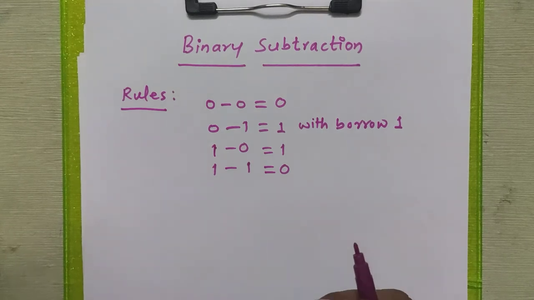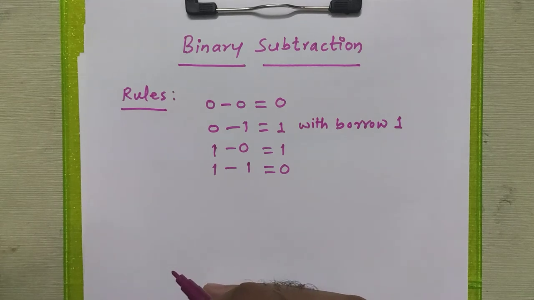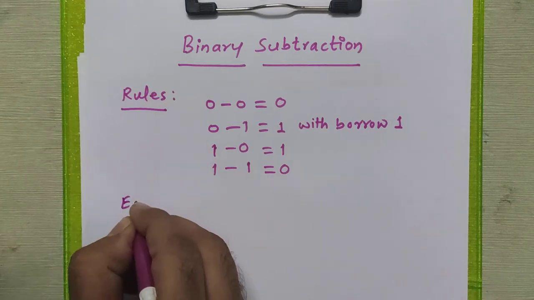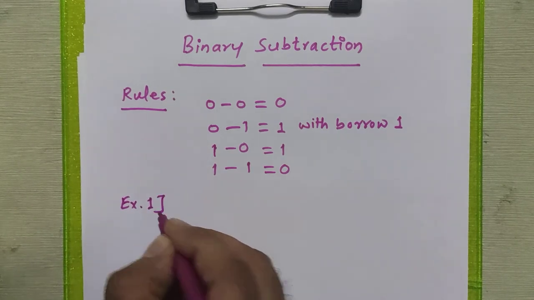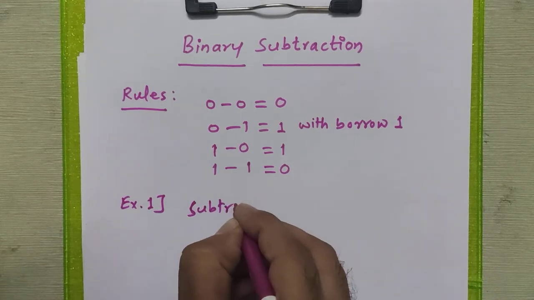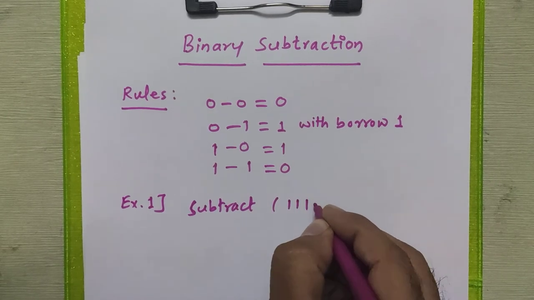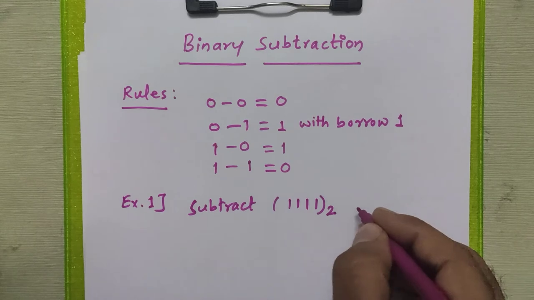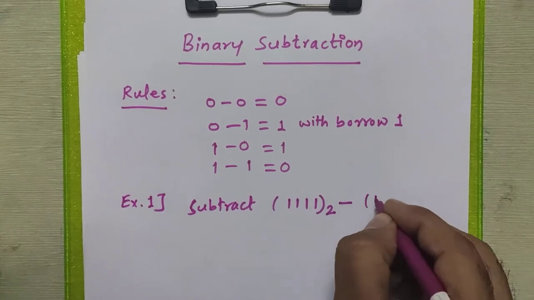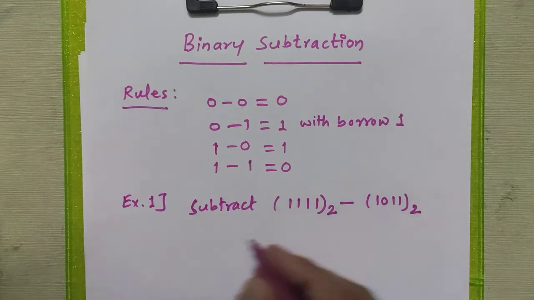Binary subtraction is a little bit more difficult than binary addition. We are going to study three different problems which will cover from beginners to difficult problems. So the first example, we are going to perform the subtraction of two numbers, that is, subtract 1011 in binary from 1111 in binary. Now we'll see how to solve this problem.